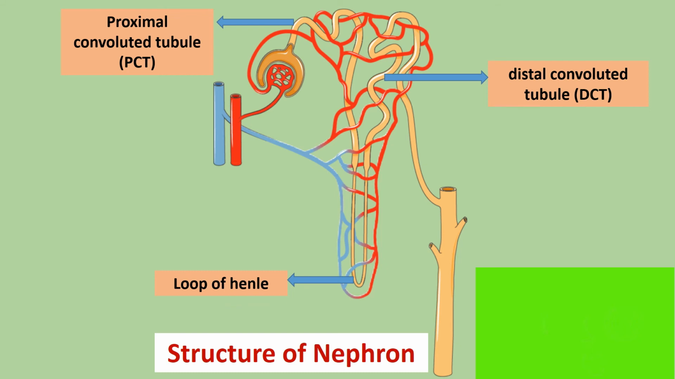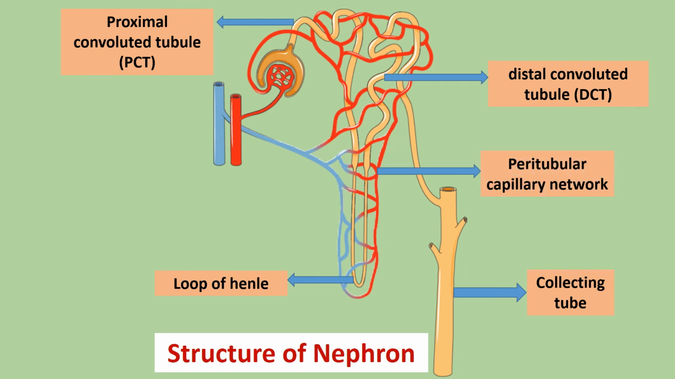The distal convoluted tubule opens into a collecting tube. The collecting tubes form pyramids and calyces, which open into the pelvis. The pelvis leads into the ureter. All the parts of the renal tubule are covered by a network of peritubular capillaries formed from the efferent arteriole. The peritubular capillaries join to form a renal venule, which joins other venules to finally form the renal vein. And this is the internal structure of the kidney.